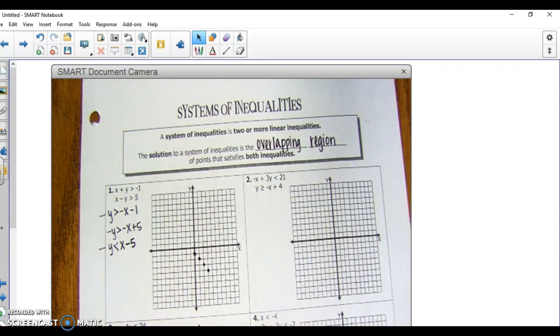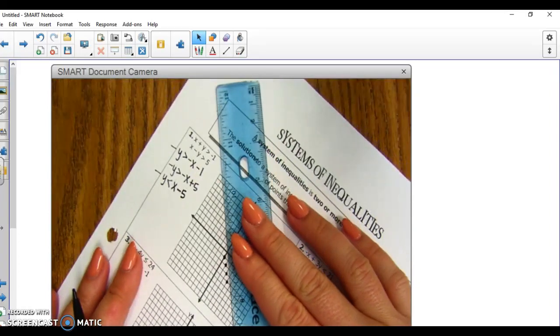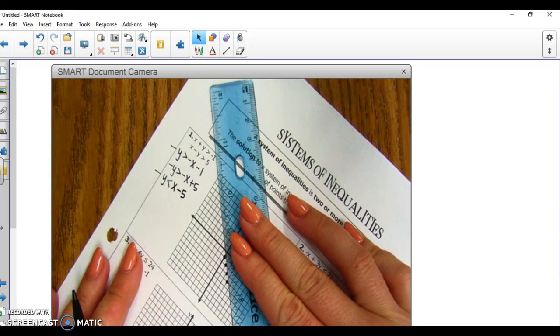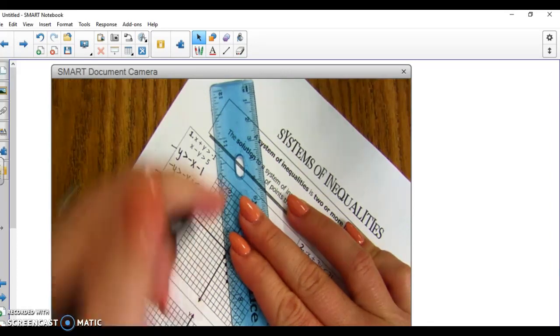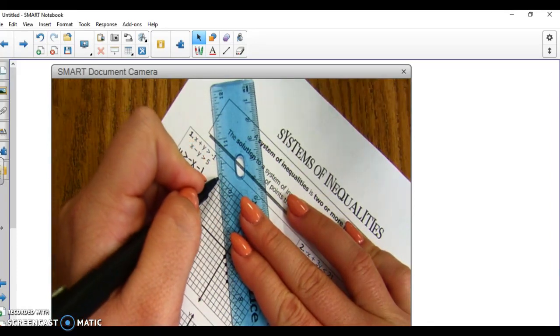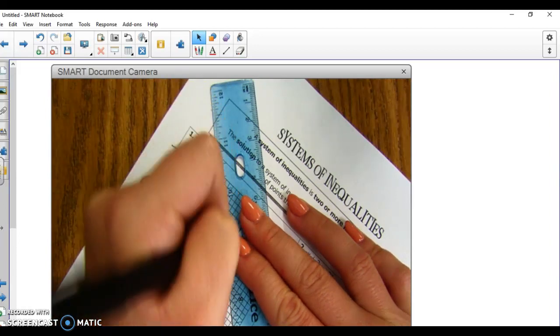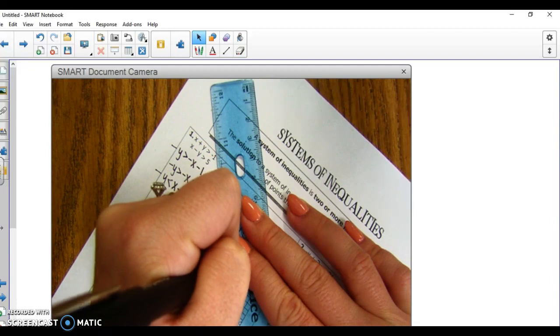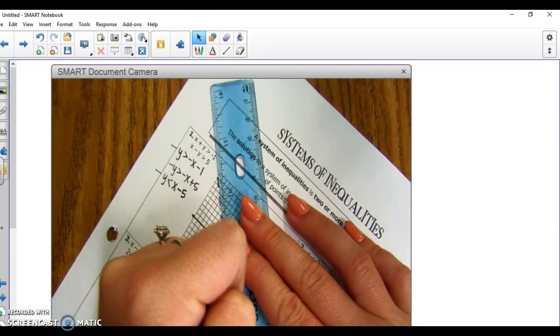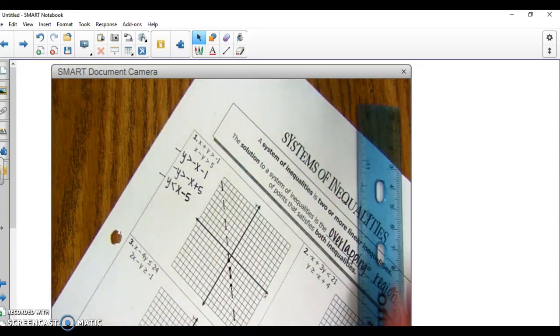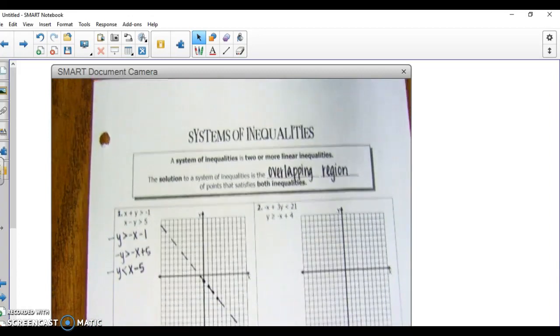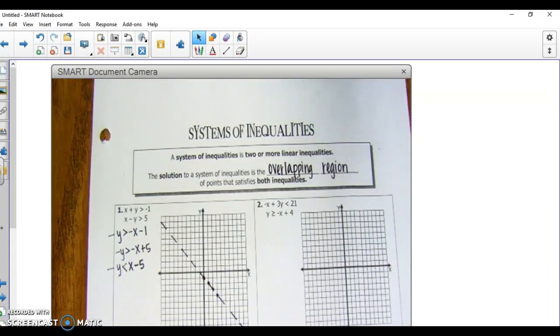So since I have greater than, that means I'm going to have a dashed line. So I'm just going to take my ruler, and I'm going to draw a line here, a dashed line. All right, so there is my line of y is greater than -x minus 1.